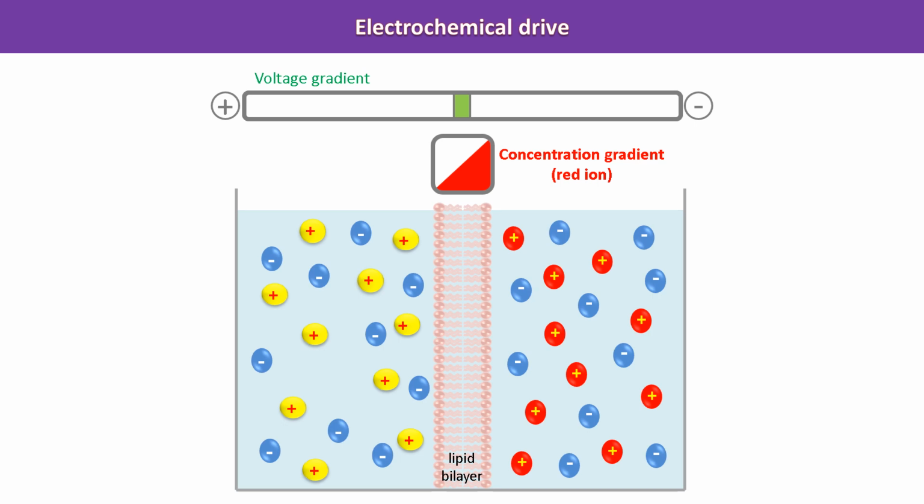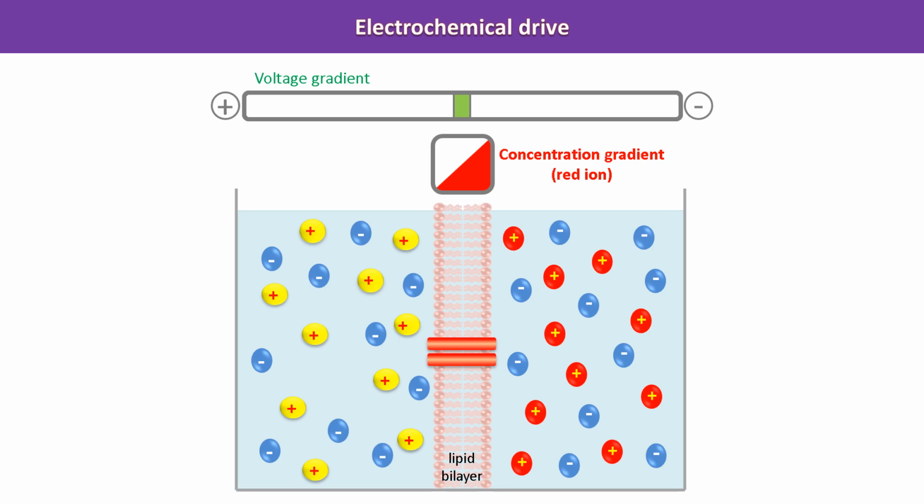But on both sides of the membrane, the total number of cations, red or yellow, equals the number of anions, so there is no charge or electrical gradient across the membrane. The voltage gradient is illustrated in green above the chambers. We'll now put an ion channel in the membrane. This channel is shown in red because it is selectively permeable to only the red cations.